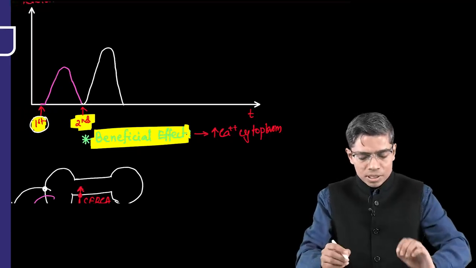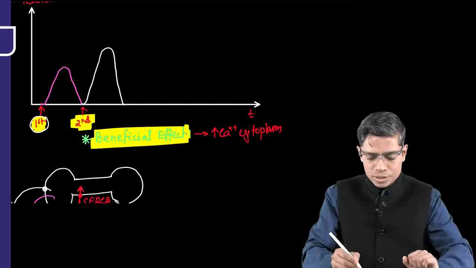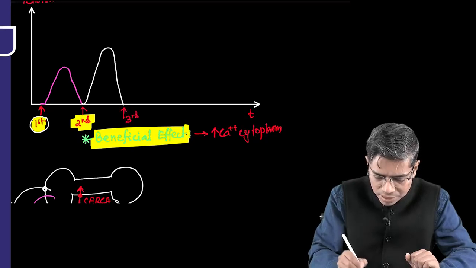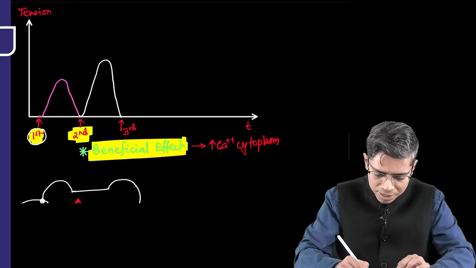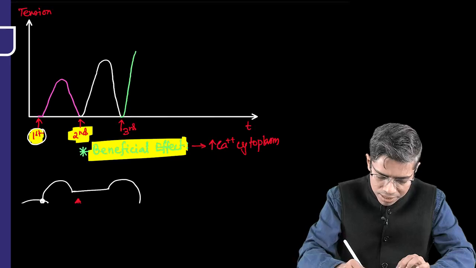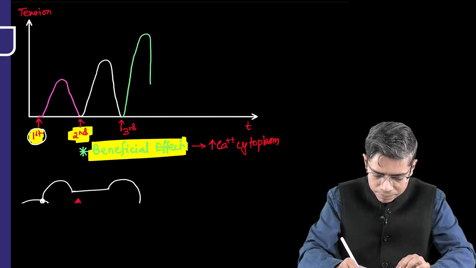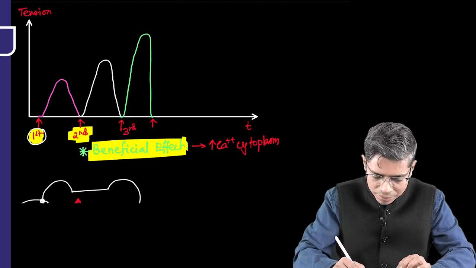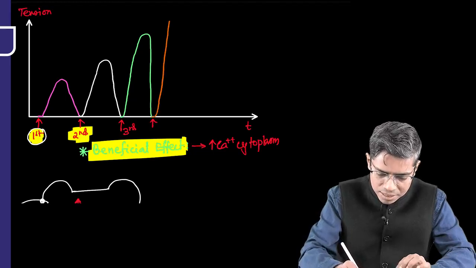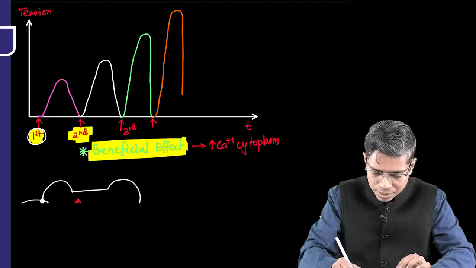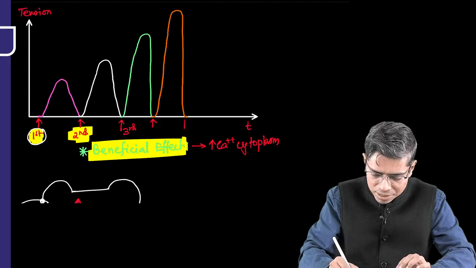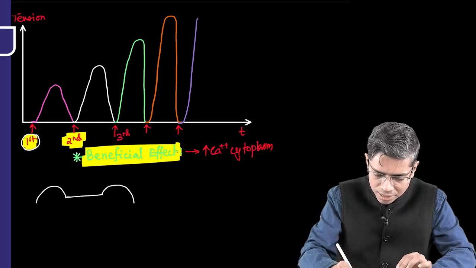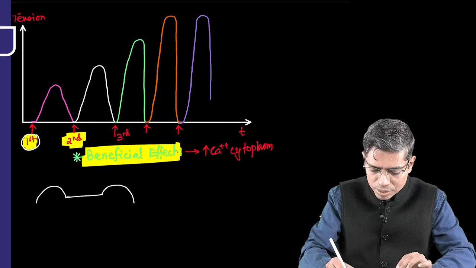Now, if I go on giving stimulation again and again, just after relaxation of the second, I give a third stimulus here. What will happen? Again there will be an increase in height. The third contraction height is again more than that of the previous one. Again I give another stimulus here, and there will be a fourth contraction, with height more than the previous one. Now if I give another stimulus here, there will be another contraction, but this contraction height will be the same as the previous one.